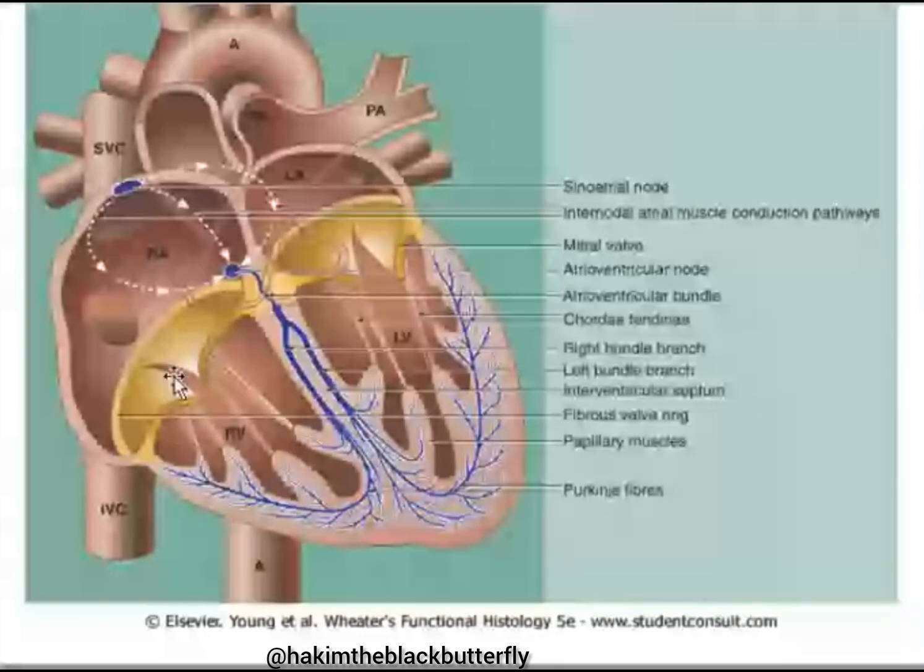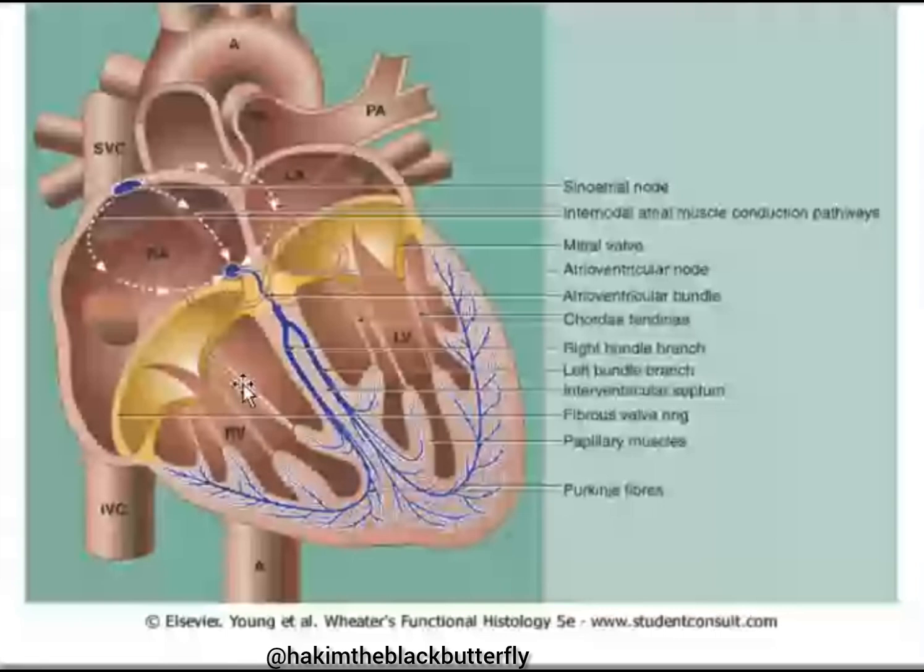Tricuspid valve, bicuspid or mitral valve. Pulmonary valves, aortic valves. Interatrial septum, interventricular septum. Papillary muscles, chordae tendineae.